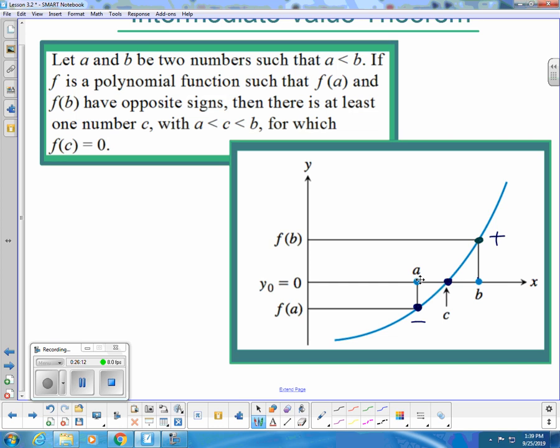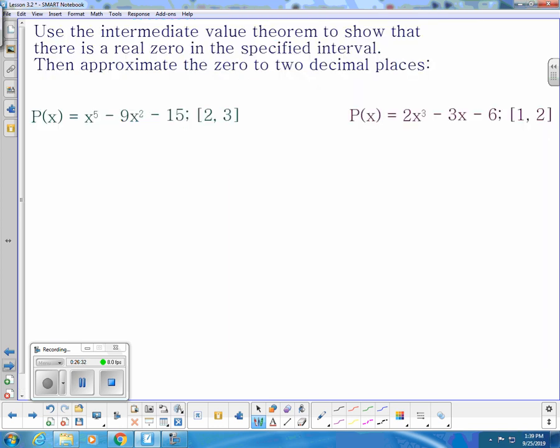So this is a way where you can estimate what your answers are. Okay, this always works with polynomials because polynomials are continuous functions. This trick only works if you have a continuous function like a polynomial. All right, so let's look at what this really means. We're just going to do one of these.